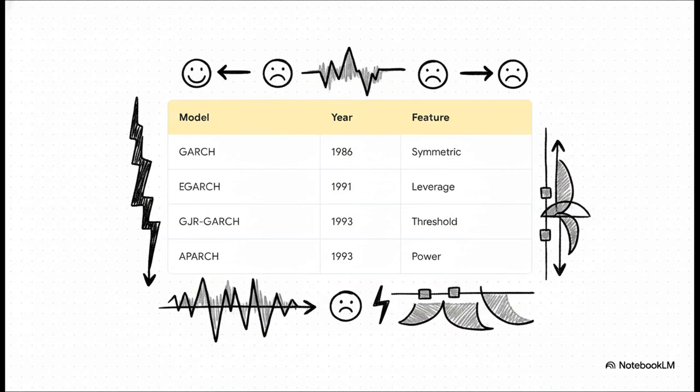We start with that classic 1986 GARCH model. It's simple, it makes a great baseline, but it's symmetric, meaning it treats a massive market crash and a massive market boom as having the exact same impact on future volatility. And we all know that is definitely not how human panic works.